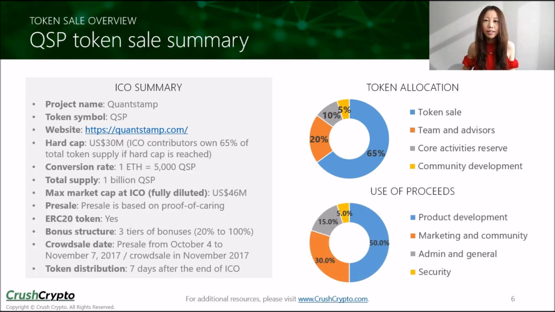This chart here shows how they intend to use the proceeds. 50% will be used for product development, while 30% will be used for marketing and community. Please check out Quantstamp's website for the most up-to-date information on their ICO and the launch date for their crowd sale.